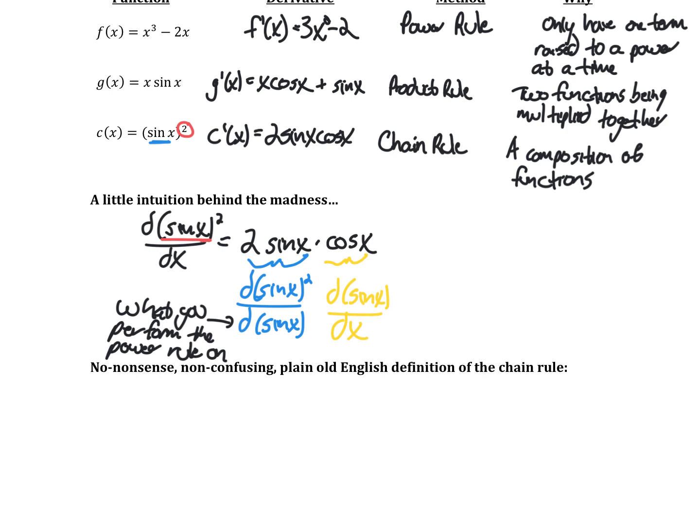Again, this was all being multiplied together, right? 2 sine of x times cosine of x, so it makes sense I would multiply those two notations together. What happens to those d sine of x's? They actually, believe it or not, cancel out. And what am I left with? I'm left with d sine of x squared over dx. So the derivative of sine of x squared with respect to x.